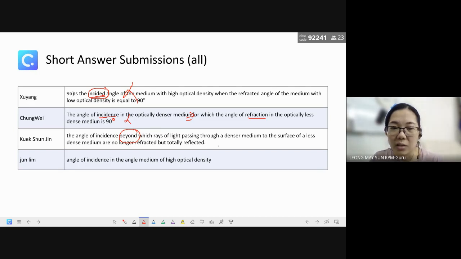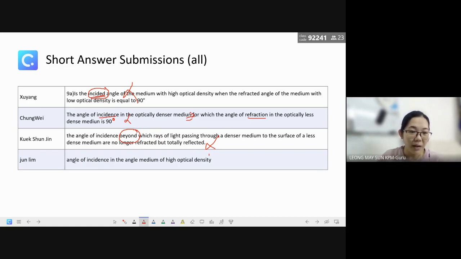But okay, sorry, Quack, this is wrong. You are explaining about total internal reflection already. Total internal reflection does not happen when the incidence angle equals the critical angle. Please kindly watch back my video from the previous lesson.